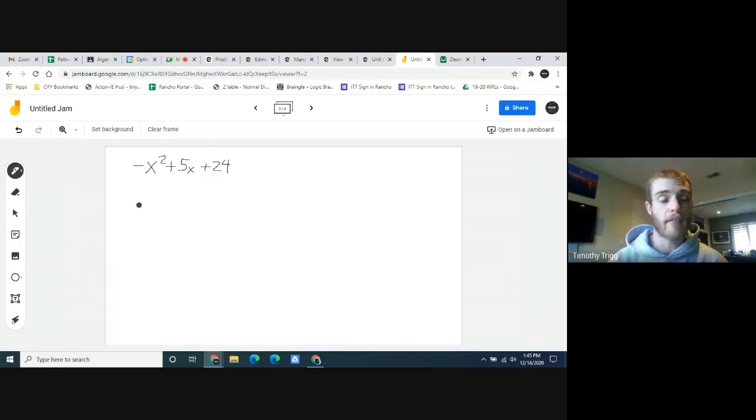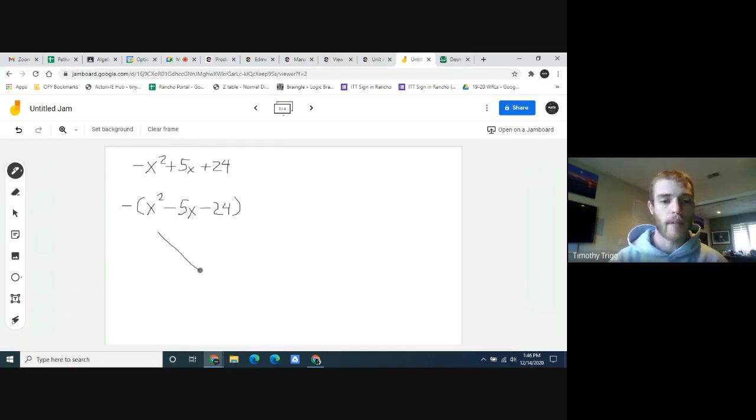Now, when I see a negative in front of the x squared, I want to factor that out first. So I'm going to divide everything by -1, essentially changing the sign of every term. When I see a negative in front of the x squared, I generally don't like that, so I factor that out. So this negative x squared becomes positive x squared. The plus 5x becomes minus 5x. And the 24 becomes minus 24.